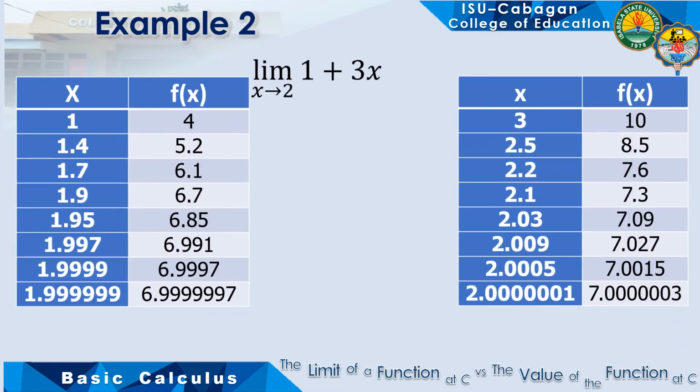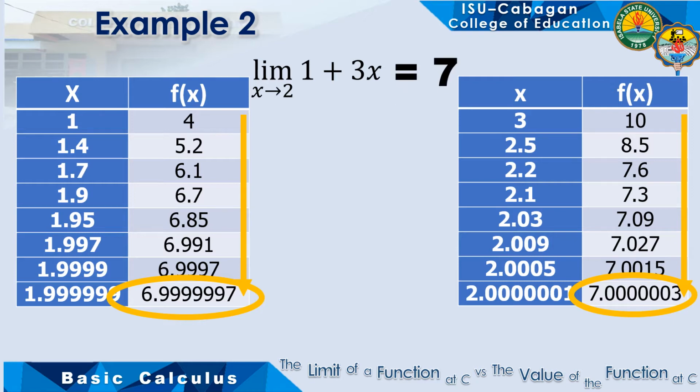We proceed with our second example, which is the limit of 1 plus 3x as x approaches 2. From the tables of values, as x approaches 2 from the left side, f of x approaches 7. And from the right side table, as x approaches 2 from the right side, f of x approaches 7. So we conclude that the limit of 1 plus 3x as x approaches 2 equals 7.